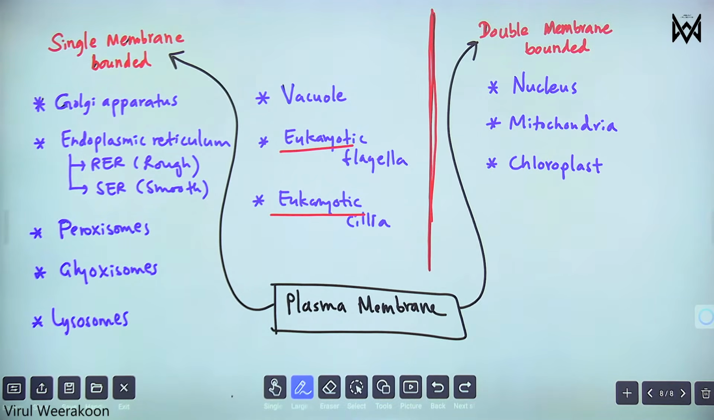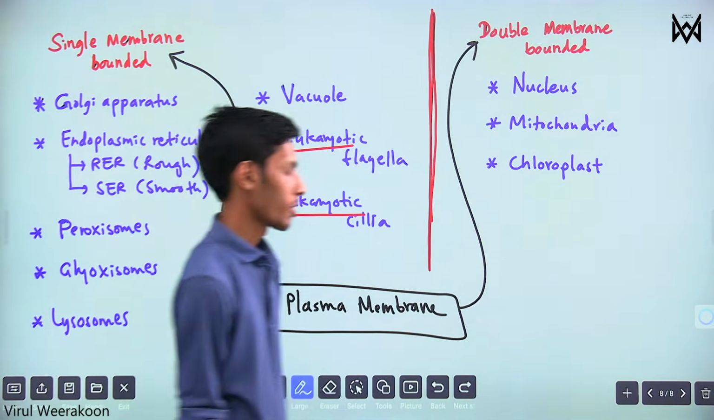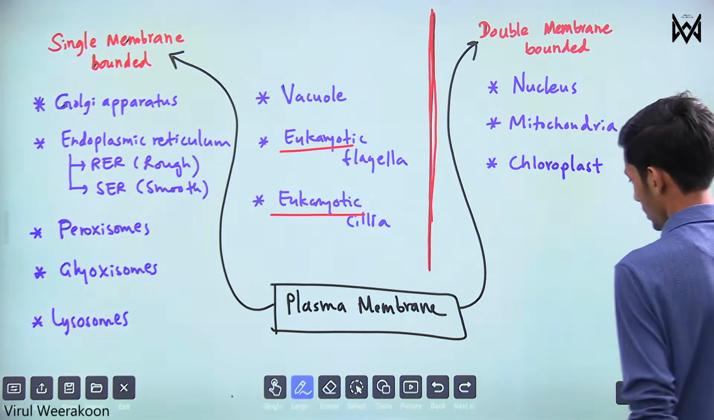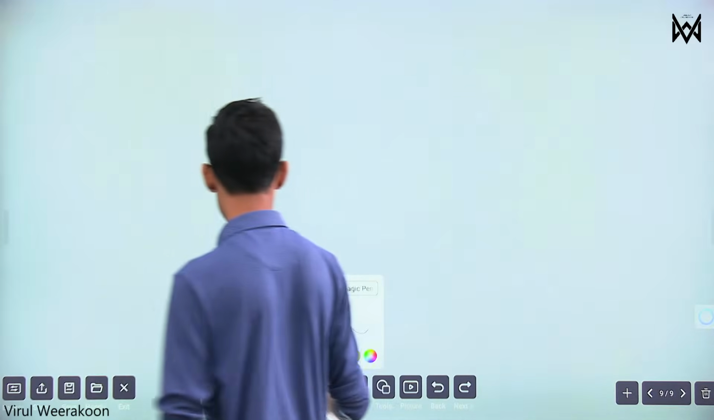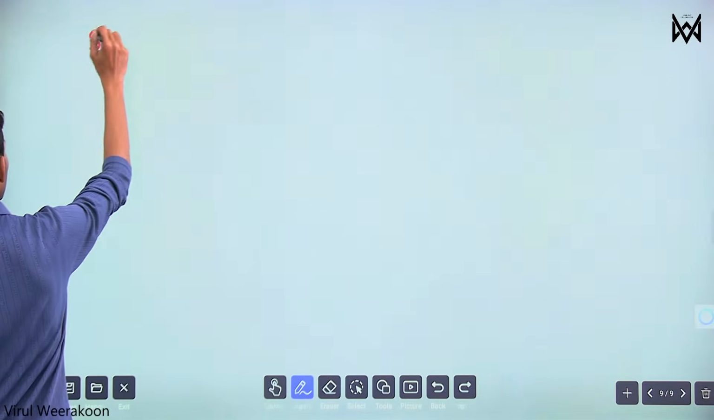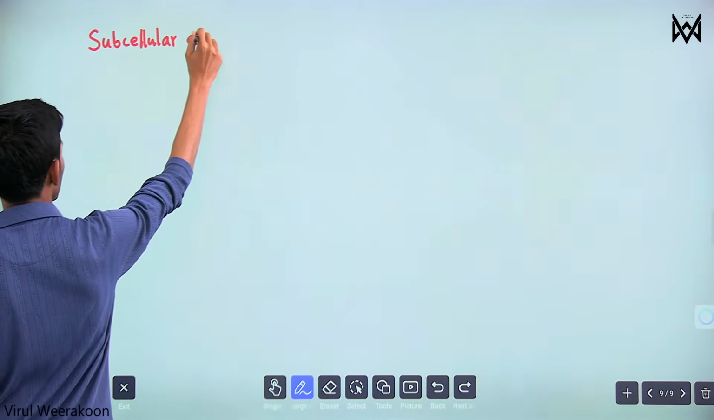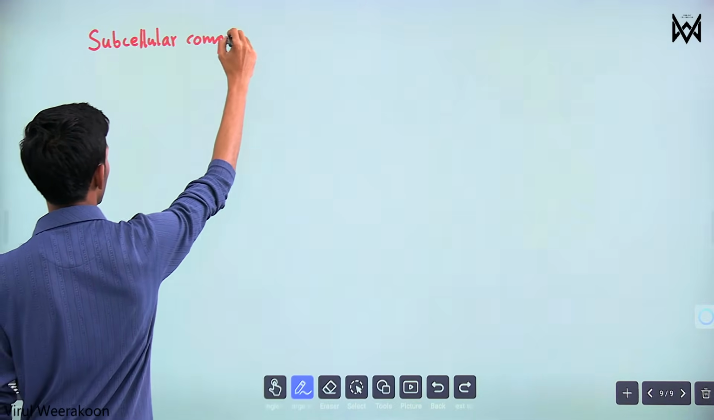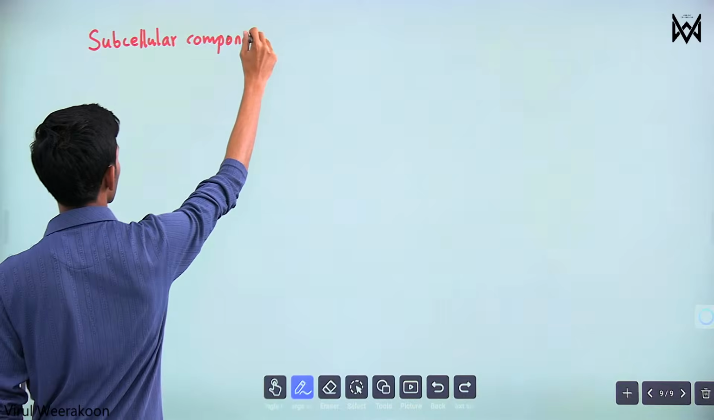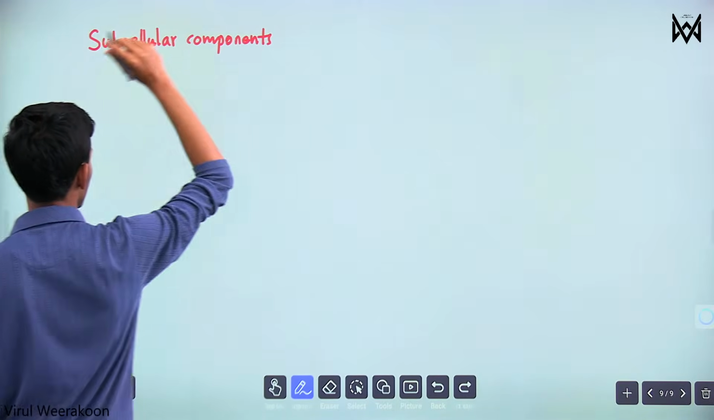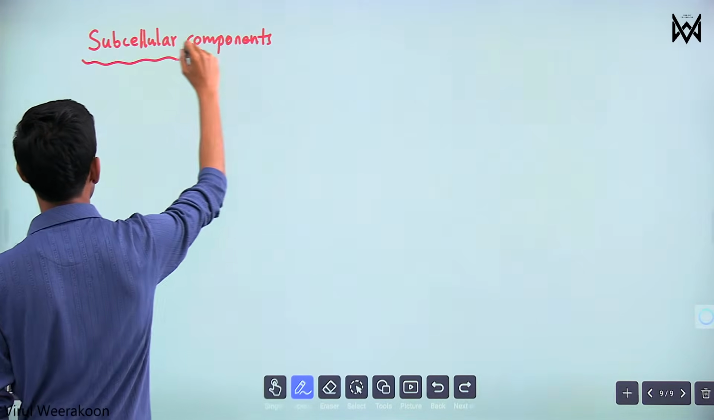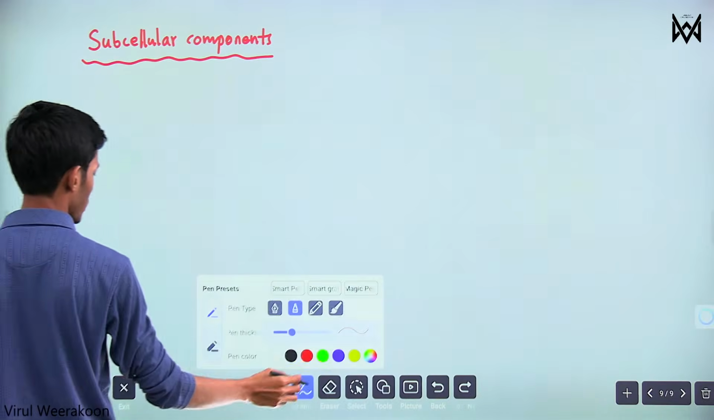Nice then. We'll move to the next one. Then the topic is subcellular components. We are writing the subcellular component examples. So what are the examples for subcellular components?